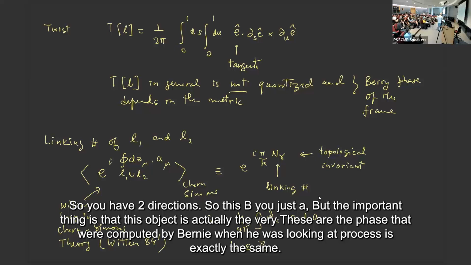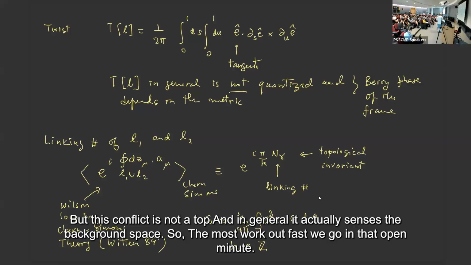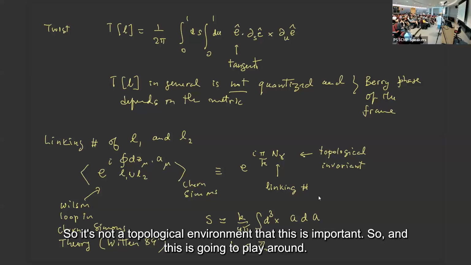But the important thing is that this object is actually the Berry phase. This is a phase that was computed by Berry when he was looking at the adiabatic process. It's exactly the same object. But this object is not a topological invariant in general. In general, it actually senses the background space. So it depends, it knows about the metric. It knows how fast you're going along the loop, things of that sort. So it's not a topological invariant. Now this is important.